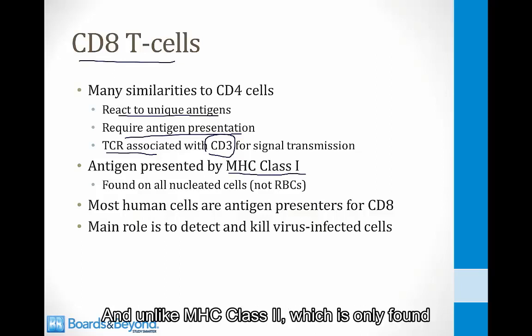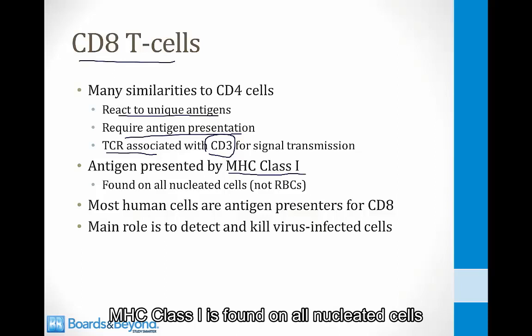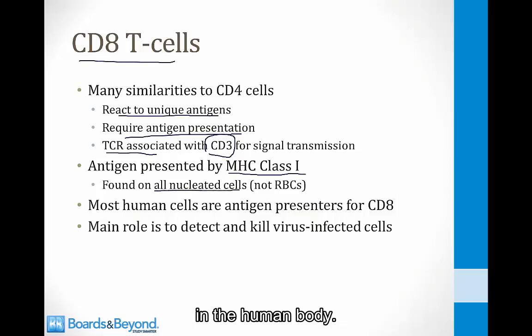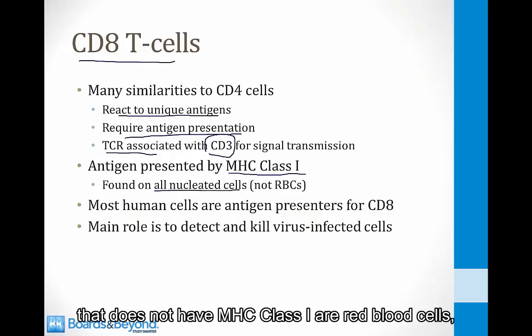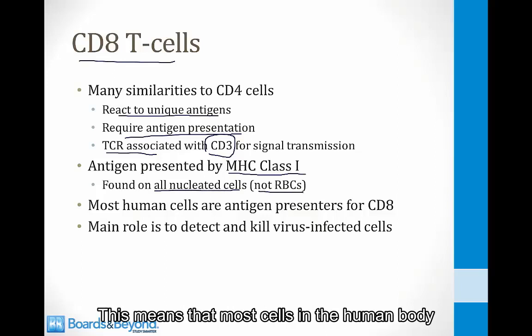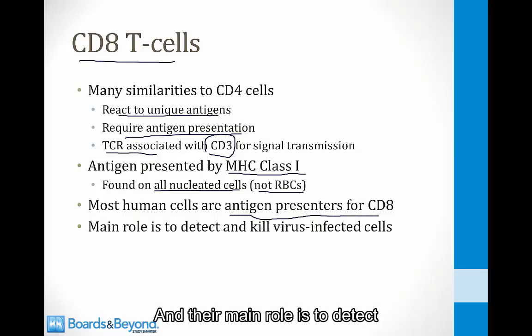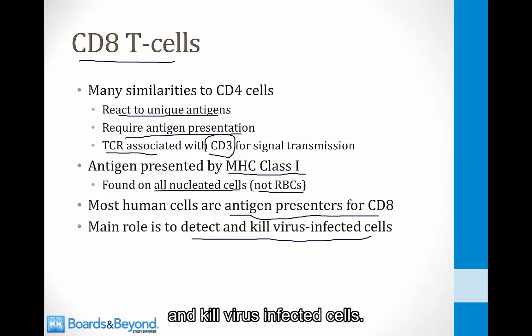And unlike MHC class II, which is only found on unique types of cells called antigen-presenting cells, MHC class I is found on all nucleated cells in the human body. One of the most important groups that does not have MHC class I are red blood cells, but most other cells do. This means that most cells in the human body are potential antigen presenters for CD8 T cells, and their main role is to detect and kill virus-infected cells.